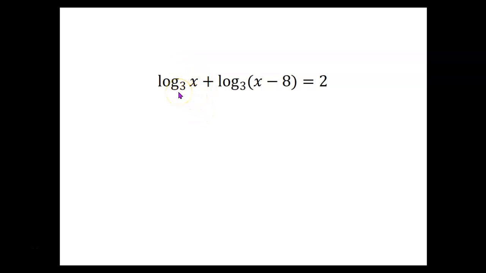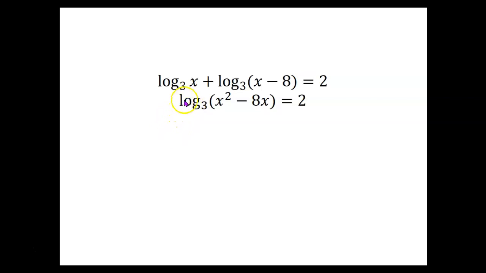So here, to combine these 2 separate logs into one big log, we use that first property. The log of one thing plus the log of another thing is the log of the 2 things multiplied together. So log base 3 of x squared minus 8x equals 2. Now how do we get that log out of the way? How do we move the log? We undo it with its inverse exponential function. We take 3 to that power.